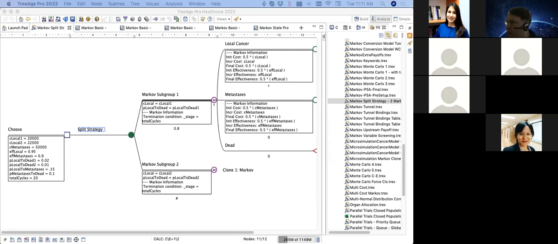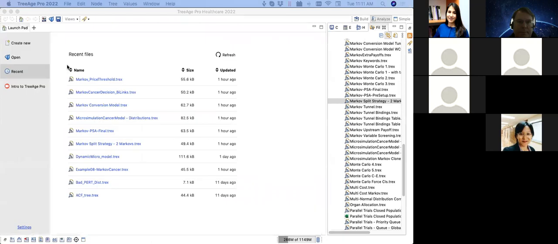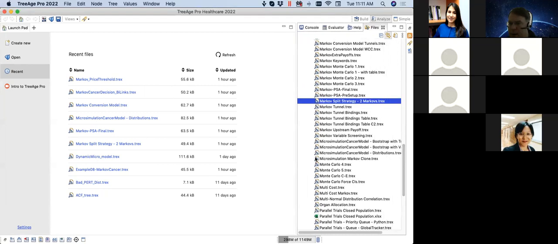The next thing I want to talk about is the new simulation output. Okay, so I'm going to close all this stuff. Close all. And first I'm going to run a microsimulation model. So I'm just going to use this model, microsimulation cancer model.